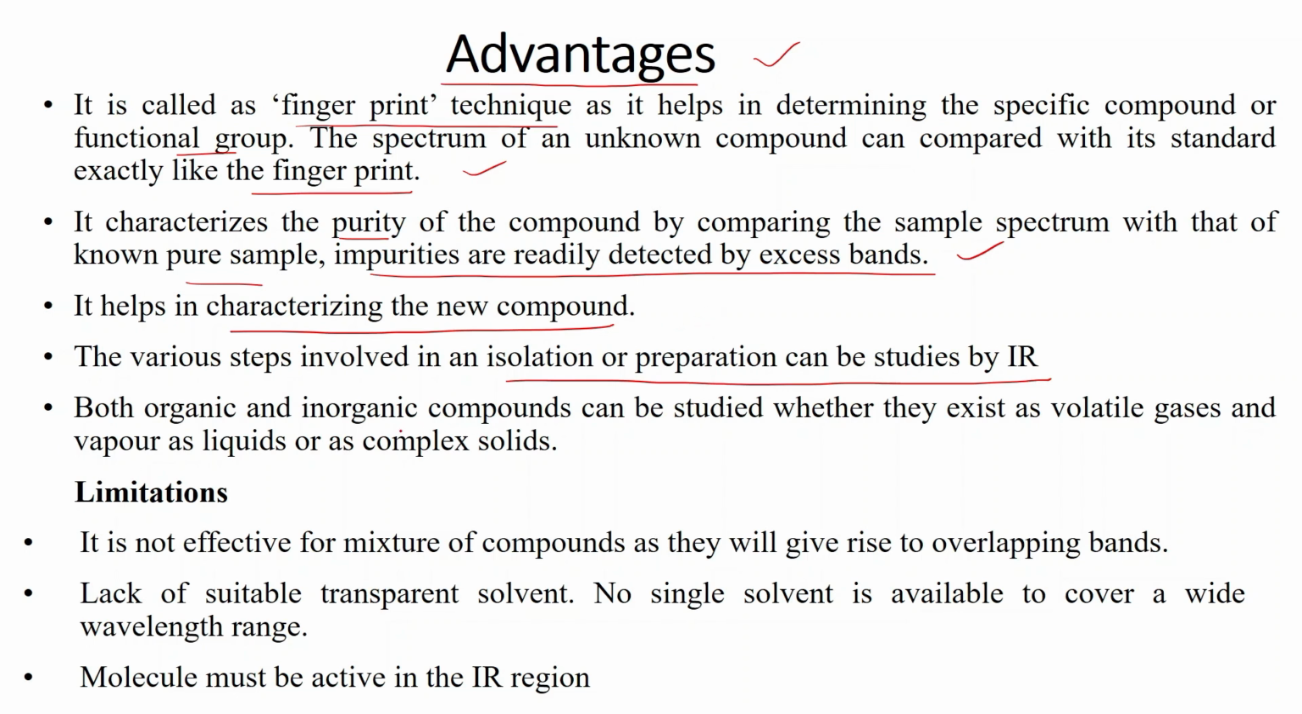So both organic and inorganic compounds can be studied, whether they exist as volatile gases, liquid or solid. So all three states of matter can be analyzed in IR spectroscopy. But what are the limitations? It is not effective for a mixture of compounds. There will be overlap. If a mixture of compounds is there, then obviously the spectra will overlap, and then interference will be there.